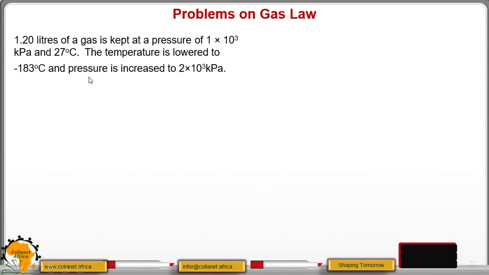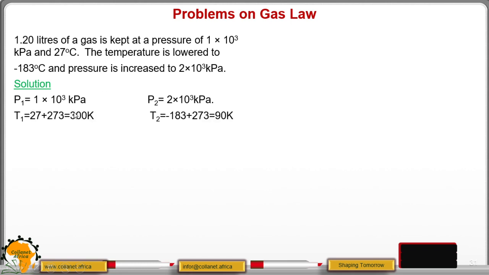Then from there, we have an example. 20 liters of gas is kept at a pressure of 1 times 10 to power 3 kilopascals and 27 degrees Celsius. The temperature is lowered to negative 183 degrees and the pressure is increased to 2 times 10 to power 3 kilopascals. Then from there, you're supposed to get the final volume.